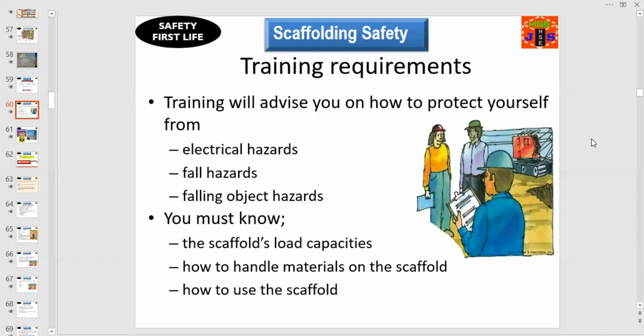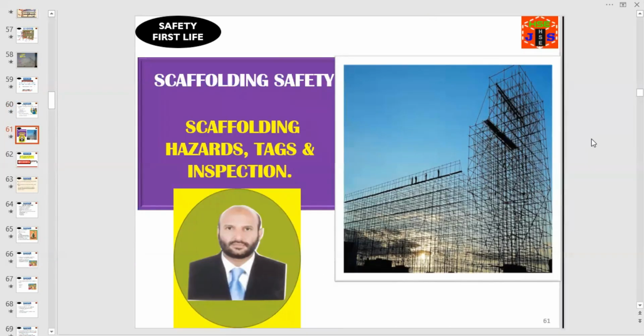This is the training that will advise you on how to protect yourself from electrical hazards, fall hazards, and falling object hazards, and you must know the scaffold's load capacities, how to handle materials on the scaffold, and how to use the scaffolding structure.